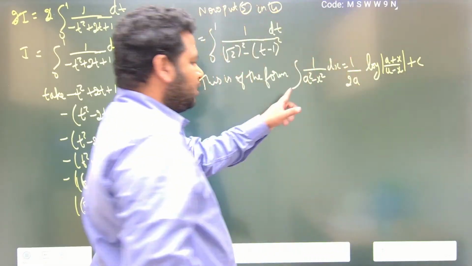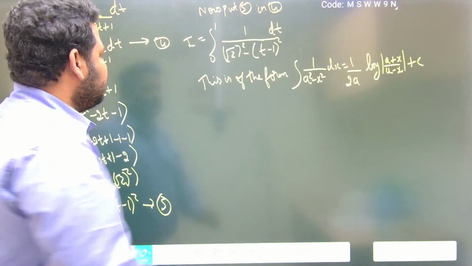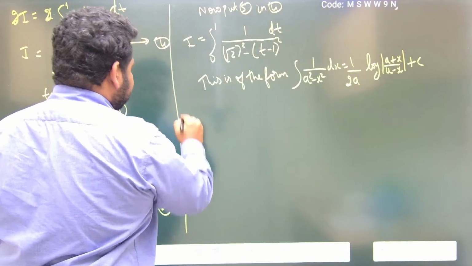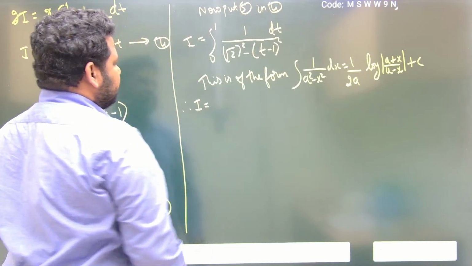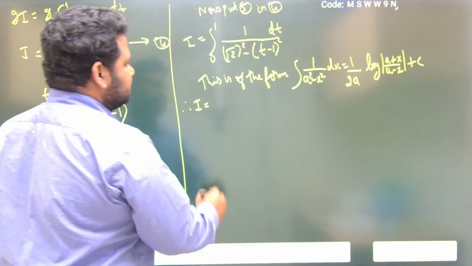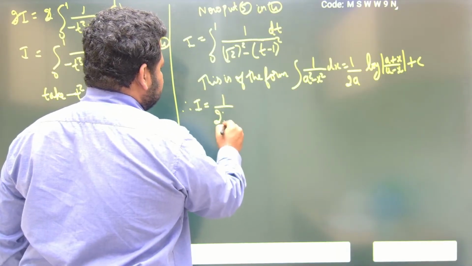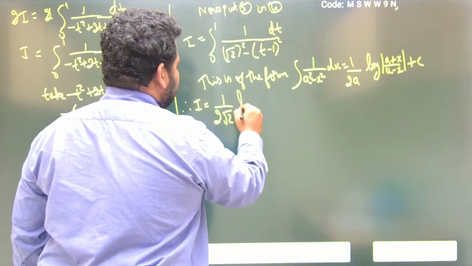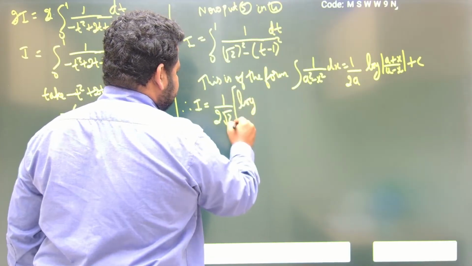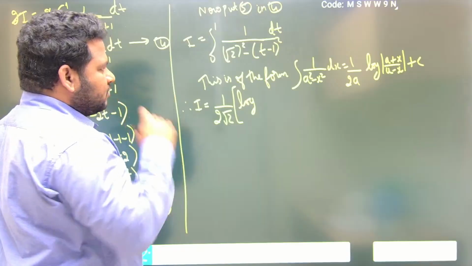These are of the form. You have to definitely write the reason. So therefore I will be equal to 1 by 2 times a. A is what here, friends? A is root 2. So 1 by 2 times root 2 into, let me write it in the bracket, log of a plus x.